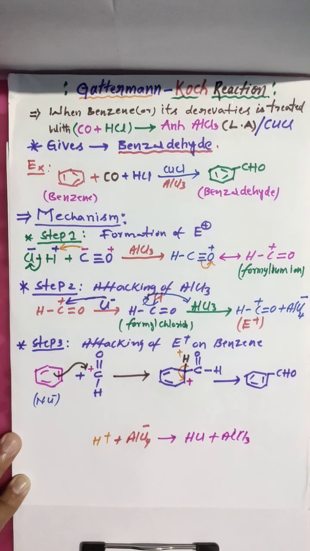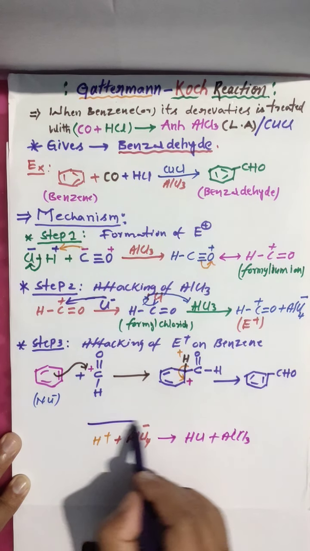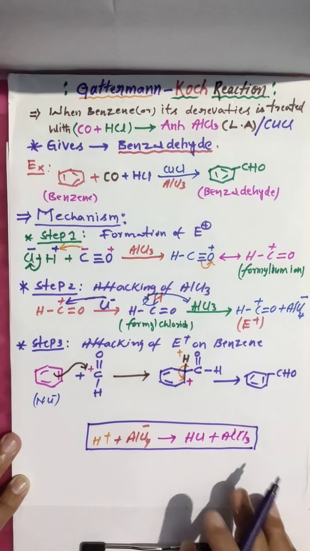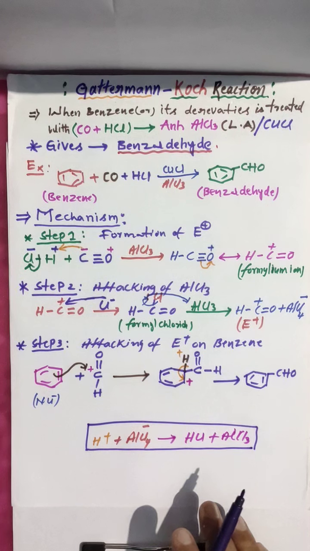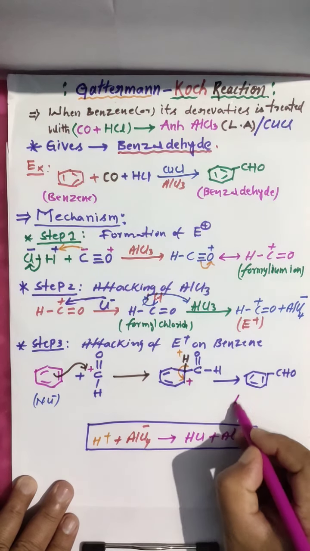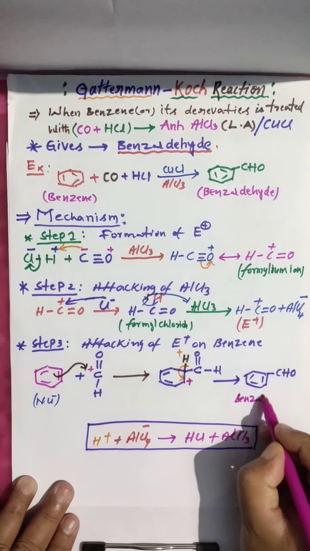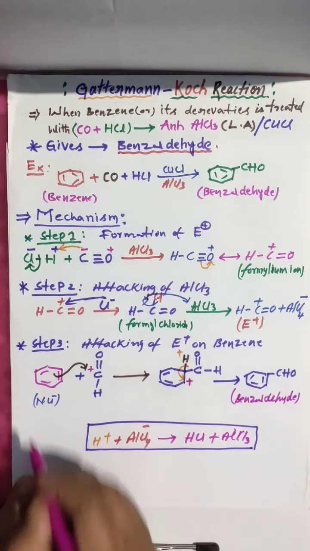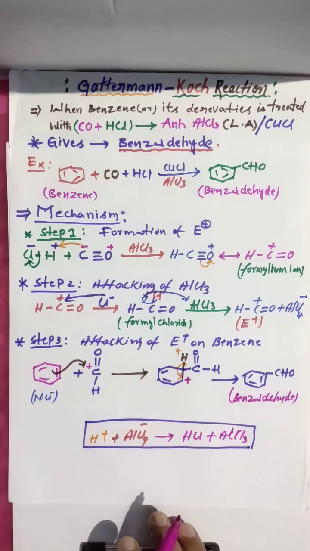Clear? So initially what we used, HCl and AlCl3, these are helping for bonding, not participating. So finally you got benzaldehyde. What did you get? Benzaldehyde. And this is benzene. This is the mechanism.